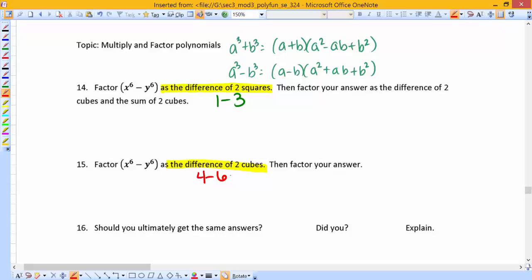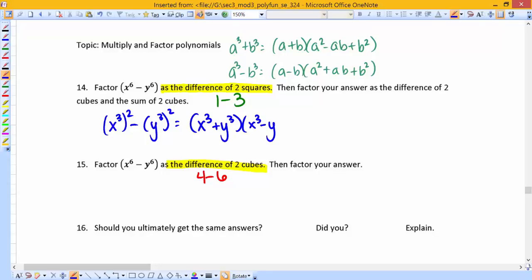when you, well, let me get you started. I'll get you started on these. So when I'm factoring this as a difference of two squares, these are difference of squares because x cubed squared minus y cubed squared, that's a difference of squares. So this would be x cubed plus y cubed times x cubed minus y cubed.